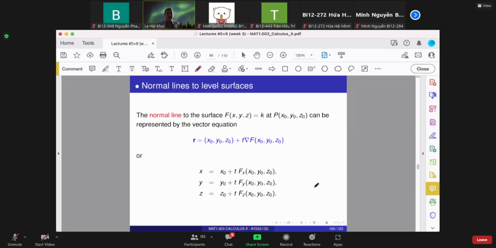So then we can also have the normal line. What is the normal line? The normal vector here. The normal line is a line containing the normal vector.